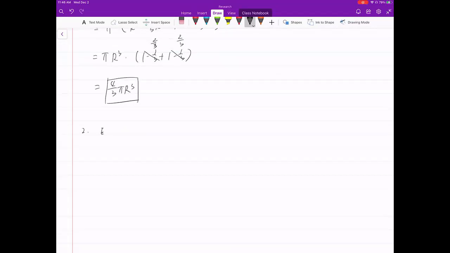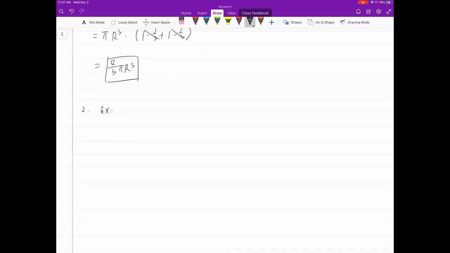Let's take an example. Let's take an example of this. y equals x, y equals x squared. We take the area enclosed by these two, and we rotate it about the x-axis.